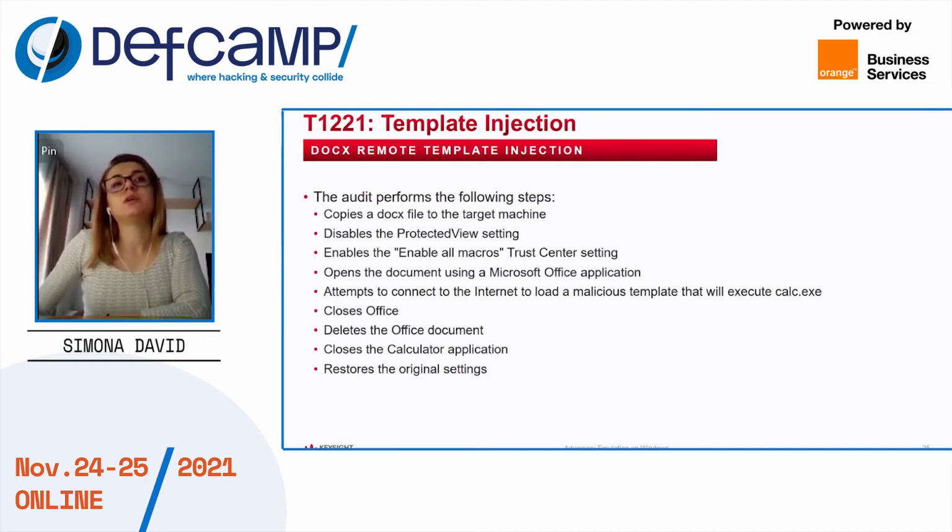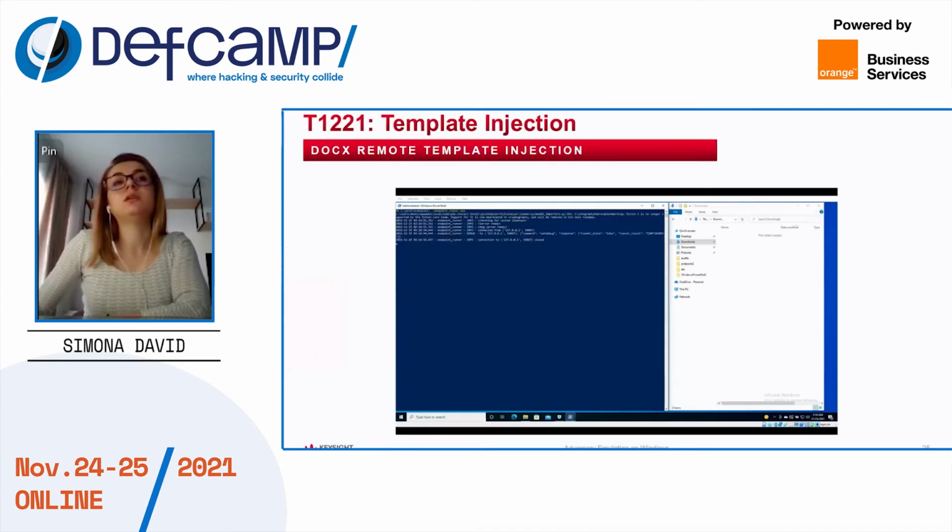It will copy a docx file to the target machine, disable the protected view settings, and enable all macros. It will then use a Microsoft Office application that attempts to connect to the internet to load the malicious template that will execute calc.exe. Finally, it closes Office, deletes the document and the calculator application, and restores the original settings.